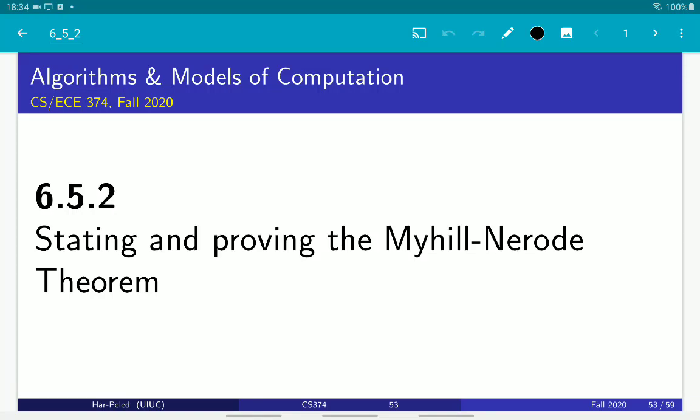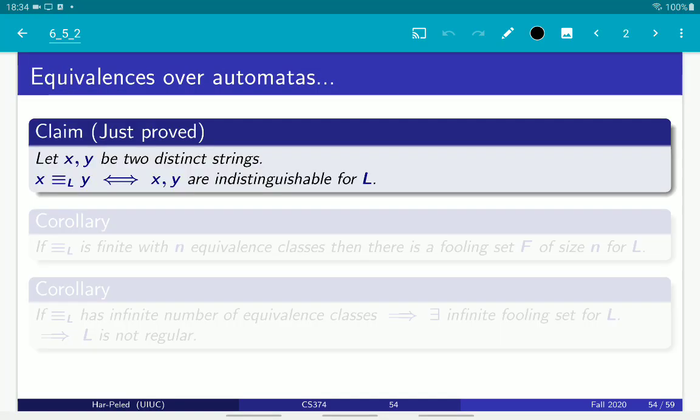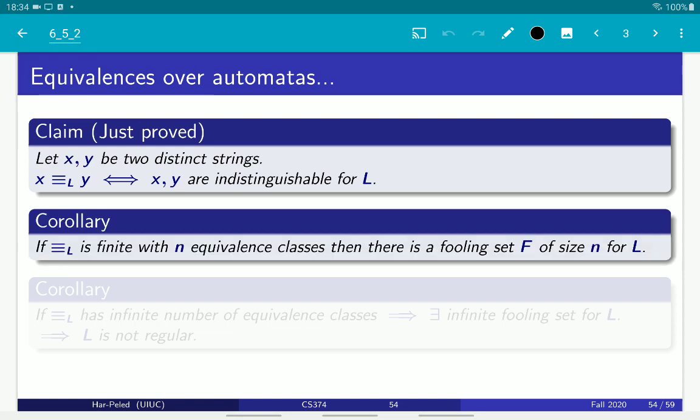Okay, now we're ready to state the Myhill-Nerode theorem and prove it. So we just defined this notion of equivalence of strings, which was two strings are equivalent if for every suffix that we add to them, they are either both in the language or both not in the language, right? And we proved that this is an equivalence relation and partitioned the strings into equivalence classes.